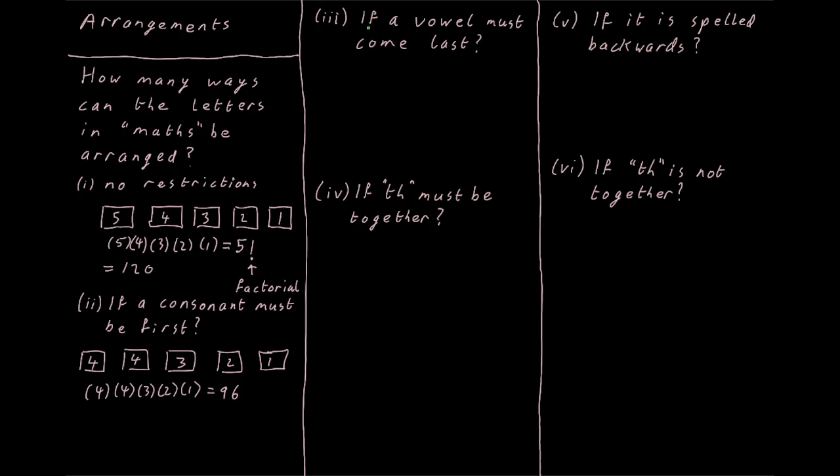Now another restriction, if a vowel must come last. So I draw my boxes to keep track of the information I know about. I have my 5 boxes for my 5 letters.